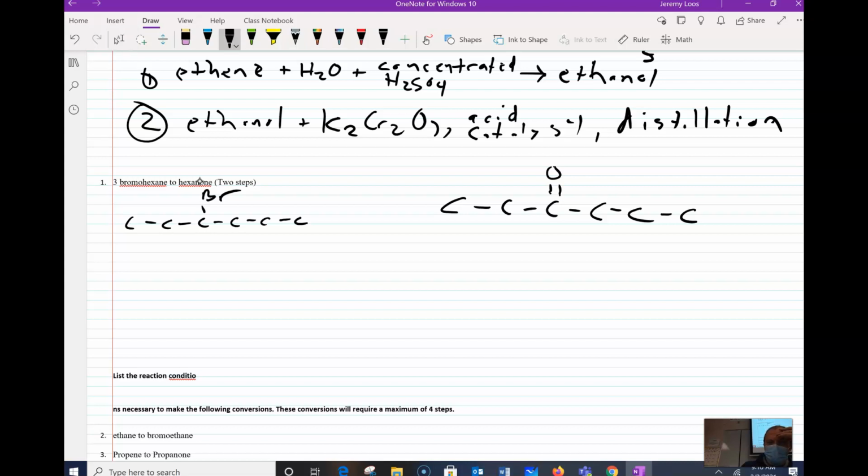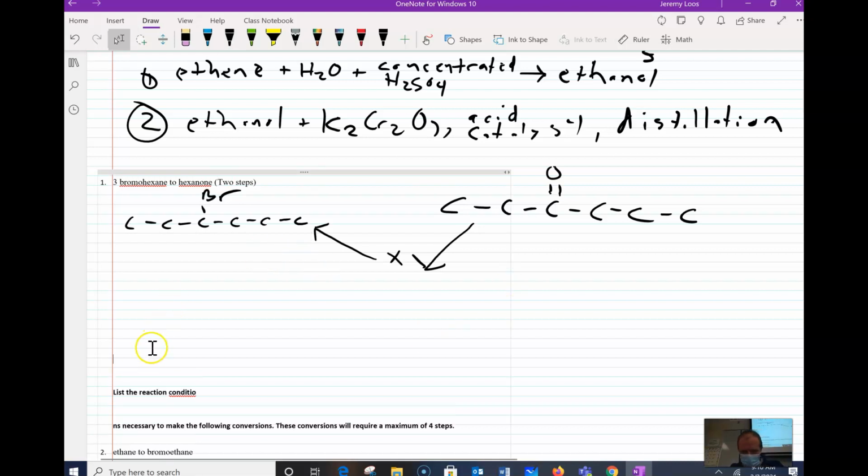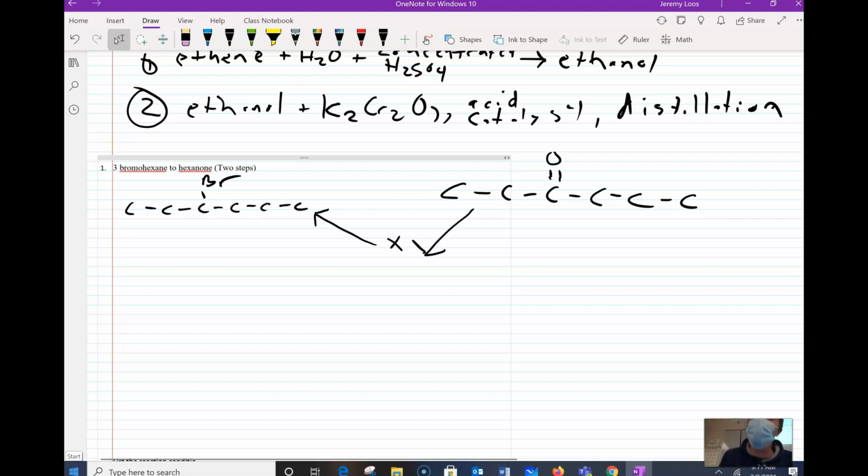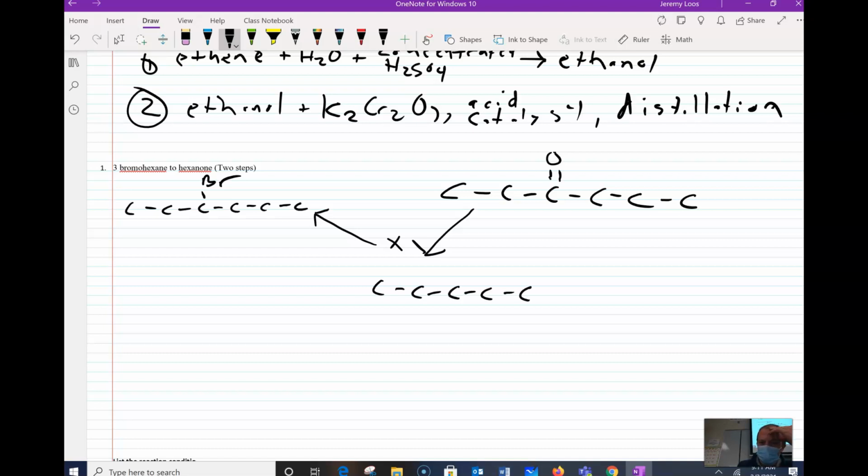So again, I'm thinking, what is something that I know that I can turn into a ketone? And then in turn, is that a thing that I can make from bromohexane? If so, how? So do we know of anything we can turn into a ketone like that? Yeah, go ahead, Abby. Yeah, the alcohol, hexan-3-ol? Yes, exactly. So we need an alcohol right here with the OH here.